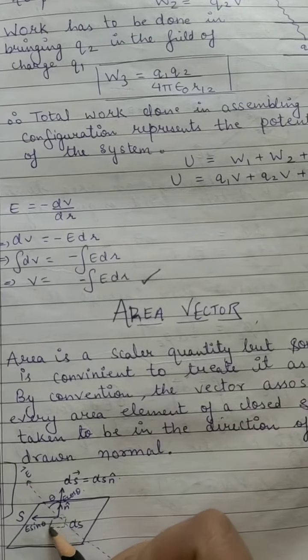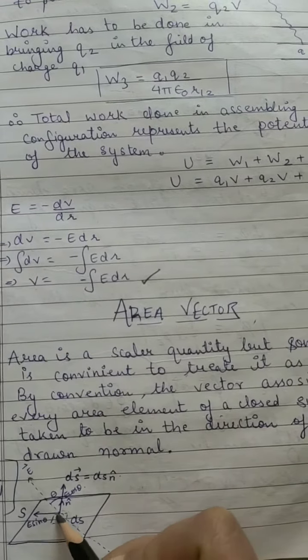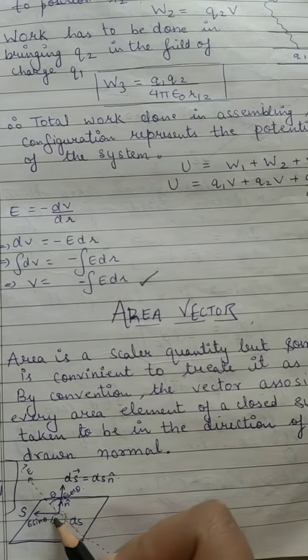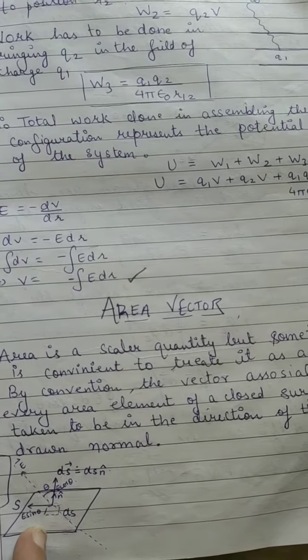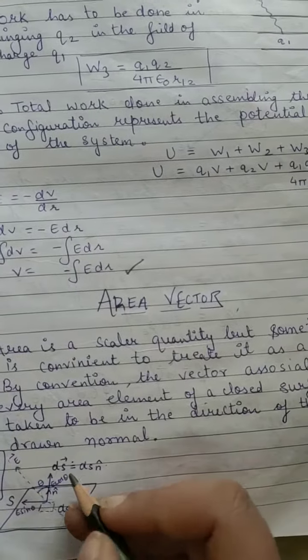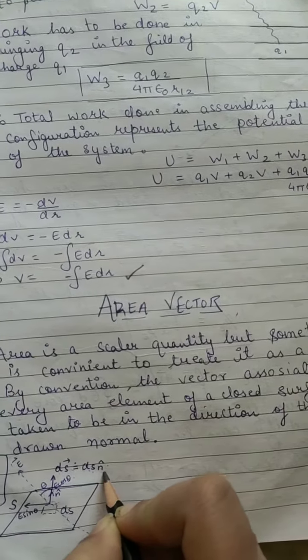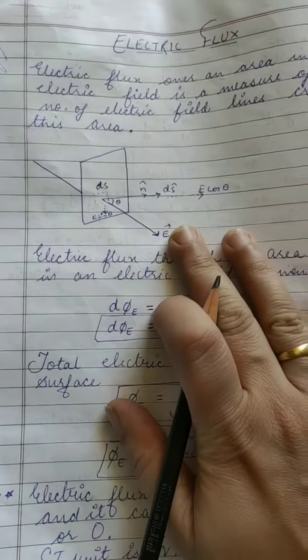We are taking a small portion, that small portion will be ds. The electric field makes an angle theta, so it will be resolved into two components. This is theta, this is E cos theta, and this is E sin theta. Then the area vector ds can be represented with ds and a unit vector. Now the area will become the unit vector.